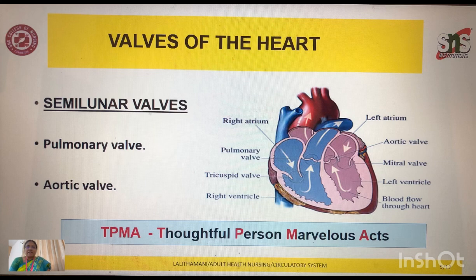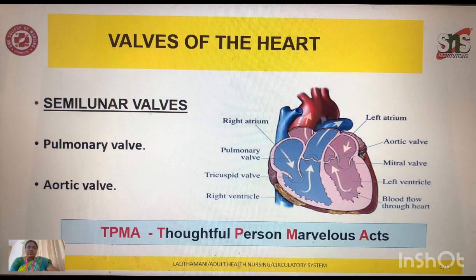One thing will be the semilunar valves. So the semilunar valves are like, as the name itself tells, we very well know about it. That is half of the moon, that is semilunar, that it looks like a half moon. So here there are two valves which are named as pulmonary valve and aortic valve. So the pulmonary valve, as the name itself tells, it is in the pulmonary artery, and the aortic valve is present in the aortic artery.